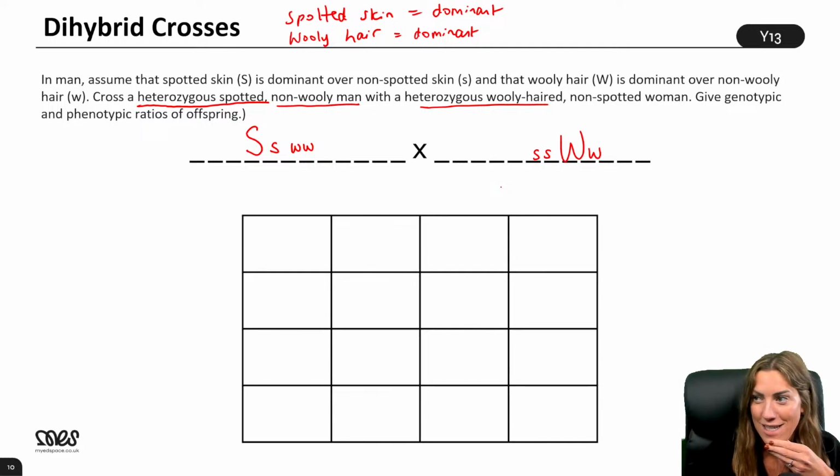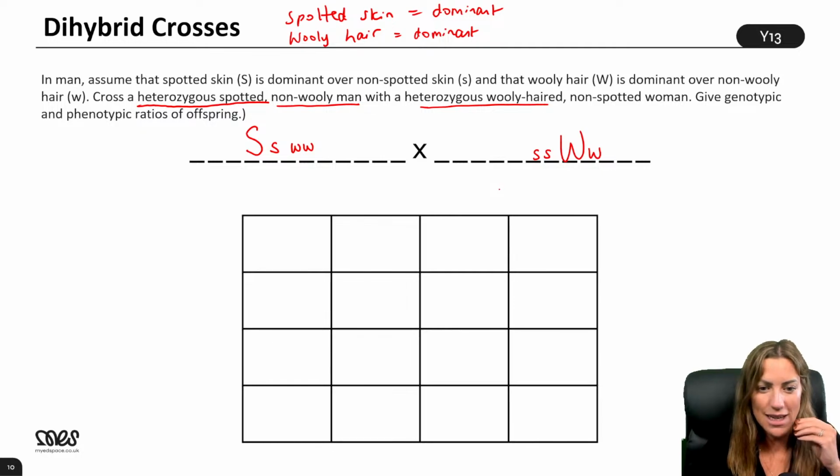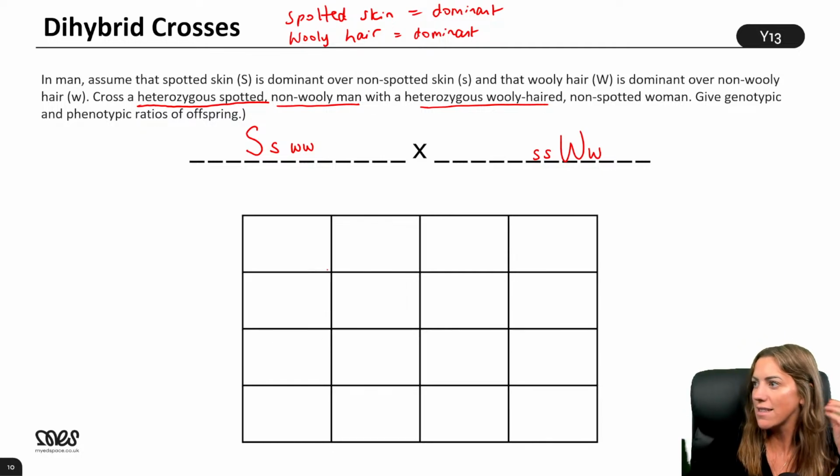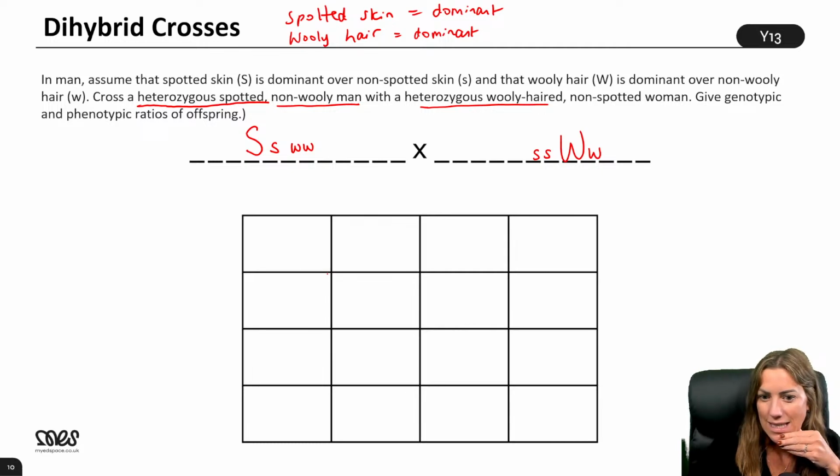I really want to change these letters. This is going to drive me mad. I'm going to have to make the size really obvious. Okay, let's work out the gametes. Yeah, good. Good, Saya.